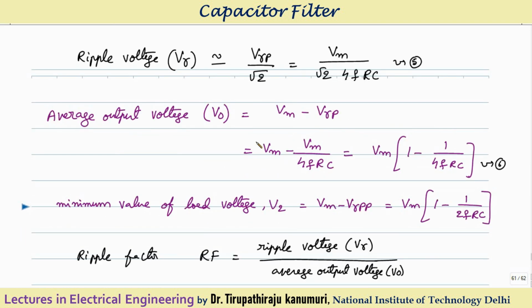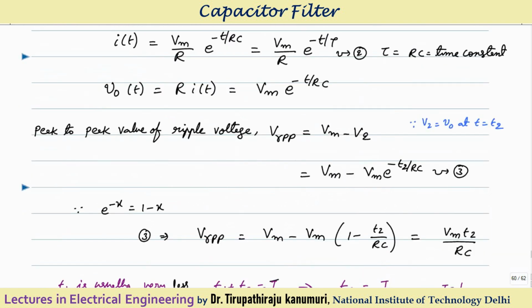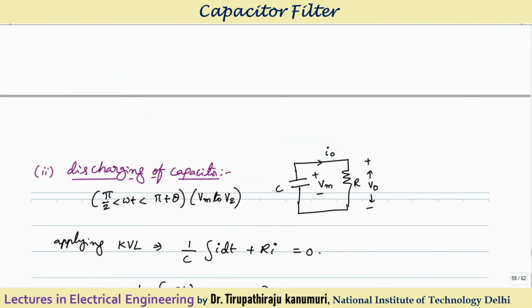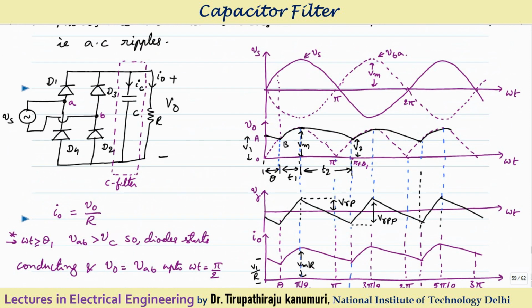So the average value of the output voltage V0 will be equal to V maximum minus VRP. I can represent it in this form. So let us go back to this one. I want the average value of the output voltage. What will be the average value of the output voltage? It can be calculated in two ways. One way is to take the minimum value of the voltage, that is V2, plus the average value of the ripple component, that means the center. So you can take V2 plus VRP, that is one way of calculating.